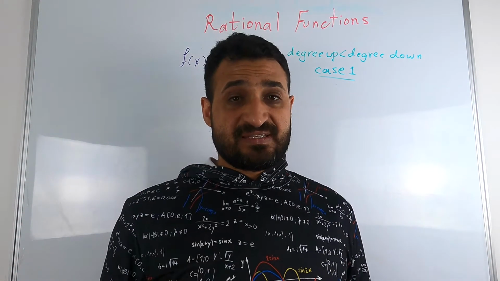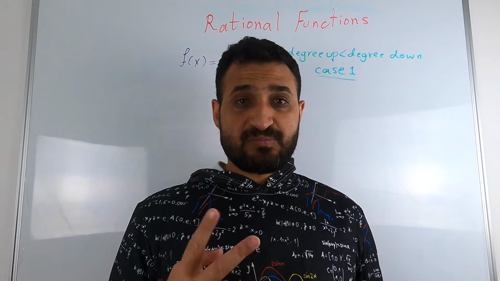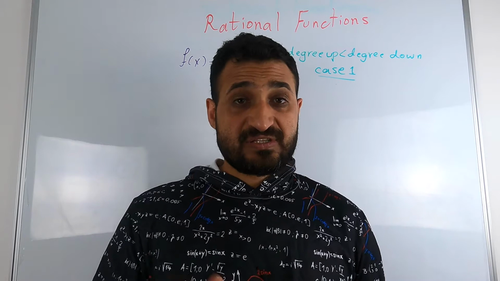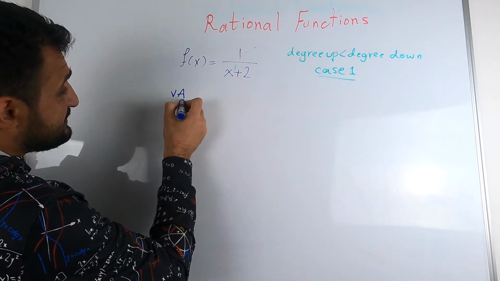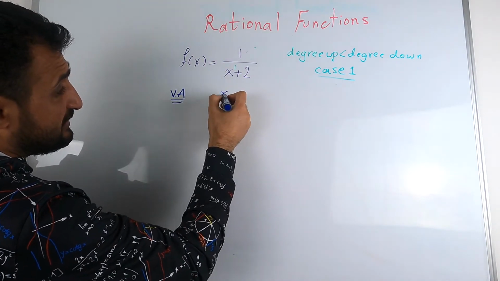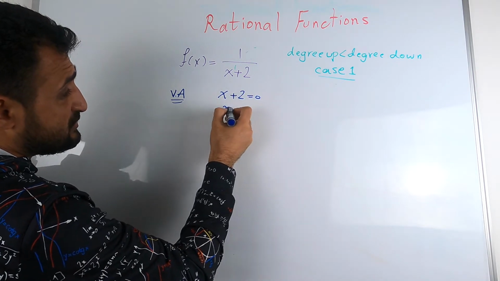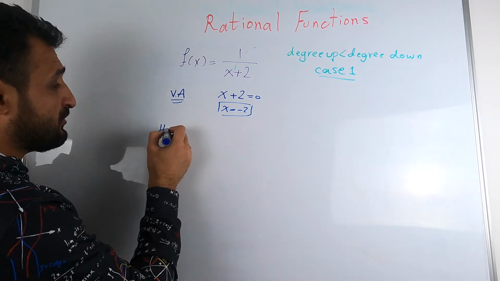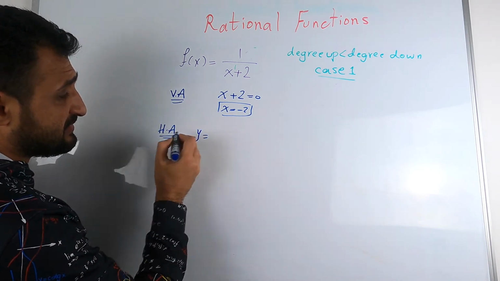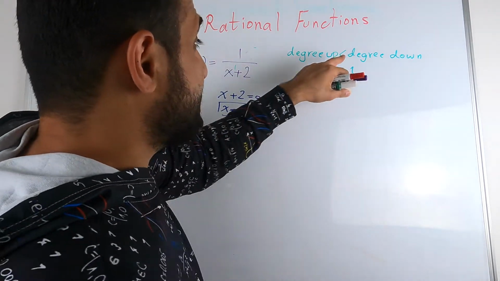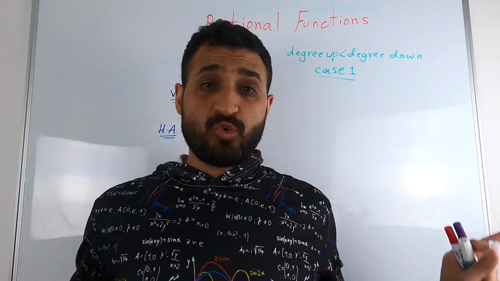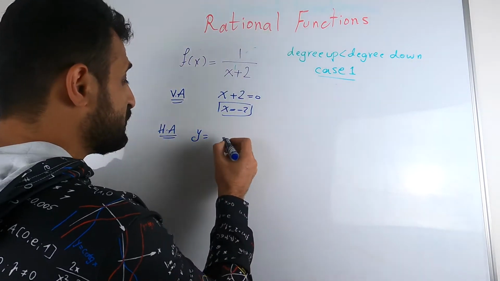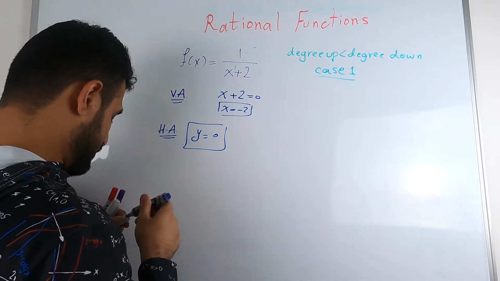You need to check in step 1 the vertical asymptote, step 2 horizontal asymptote, step 3 helping points, step 4 is graphing. So let's go for step 1. To find vertical asymptotes, you need to solve the denominator equals to 0. So always do that, so x will be negative 2. This is the vertical asymptote. For horizontal asymptote, it should be starting with y equals a number. Since the degree up is less than the degree down, always the horizontal asymptote here is y equals to 0. Always you do that. Always.